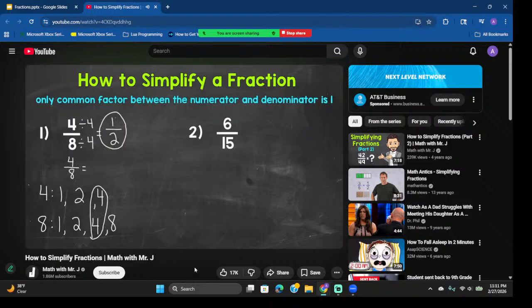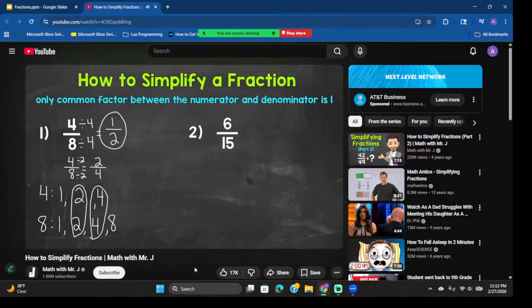Now another common factor is 2. So what happens if we divide both 4 and 8 by 2? So let's do this. Divide by 2. Divide by 2. 4 divided by 2 is 2. 8 divided by 2 is 4. So we get 2/4, which is different than 1/2.